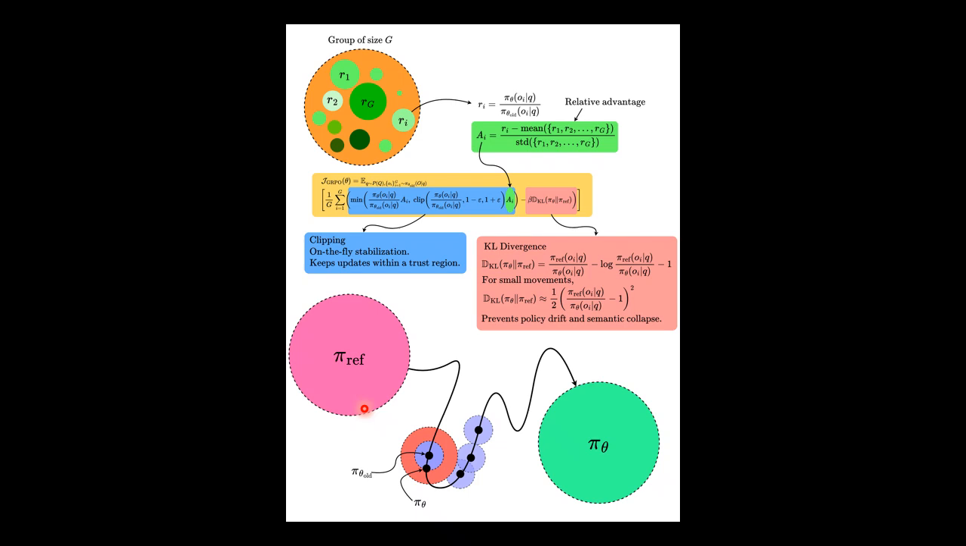Now here is how GRPO works. First, we take one prompt. For that same prompt, the model generates multiple different answers. These answers form a group.